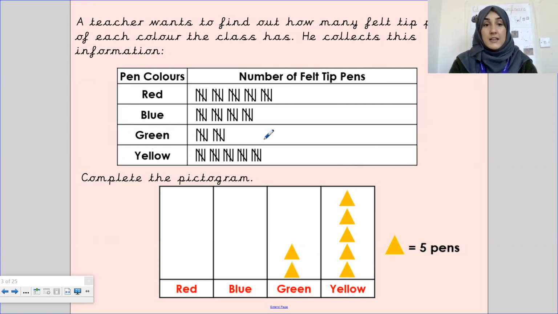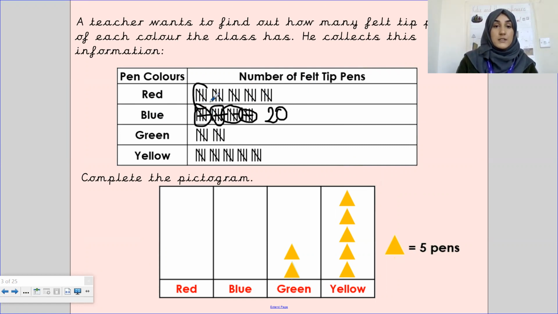So the yellow and the green have been done for us. We need to complete blue and red. Okie dokie. The first thing that we are going to do is we are going to count how many we have here. Okay, so I know that there's a line going in between, so that's 5. So this is 5. Get my pen ready. That's another 5. That's another 5, and that's another 5. So that's 5, 10, 15, 20. There's 20 here.